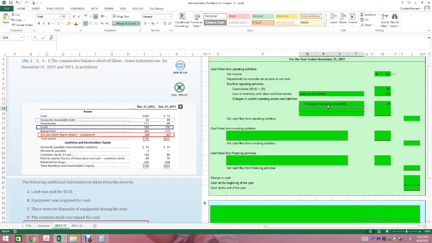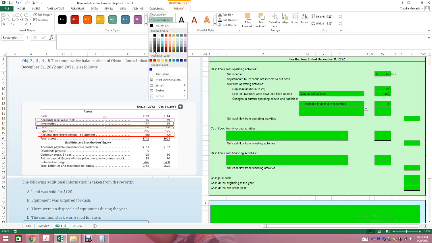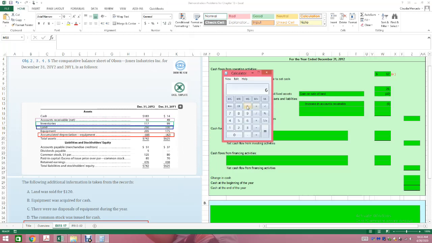Now let's look at our inventories. What happened to my inventories? Well, my inventories were $99, and now I have $117. So 117 minus 99. That tells me that my inventories increased by 18. How do I know that they increased? Well, we went from 99 to 117, so that's an increase of $18.